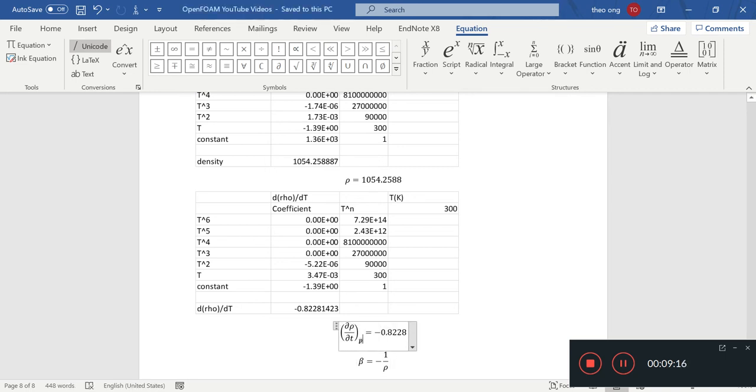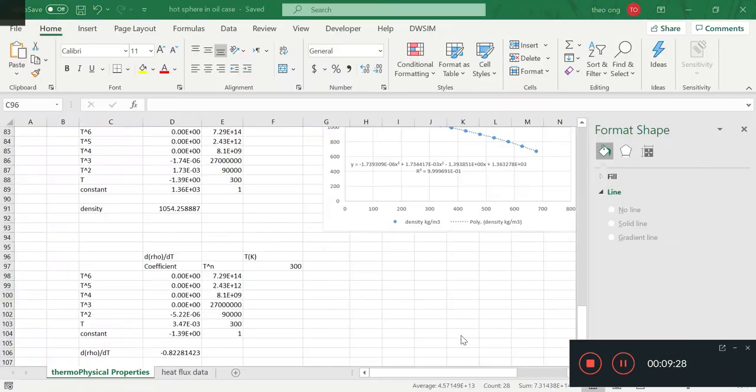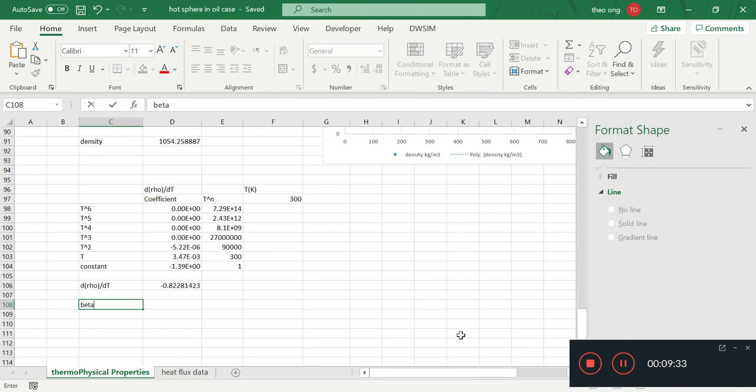Okay, sorry, it should be a large T, right? Okay, there we go. So minus 1 over rho times whatever that is. So beta is here, minus 1 over density times this. Okay, so we have this beta.